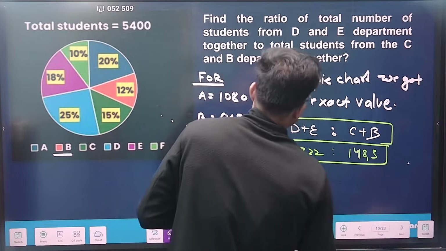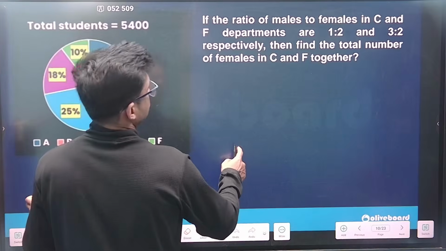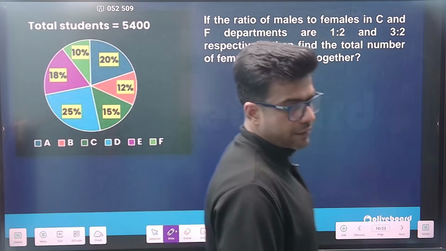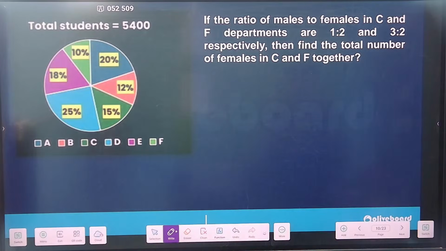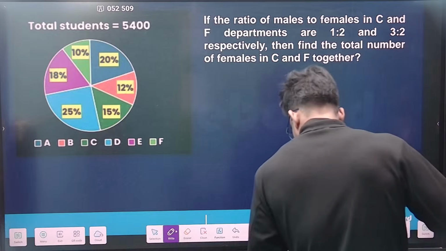Okay, let's try the next question. Now, for reverse, you need to go and gather the data always. Come on, try this. Try this one. If the ratio of males to females in C and F departments are 1:2 and 3:2, find the total number of females in C and F together.